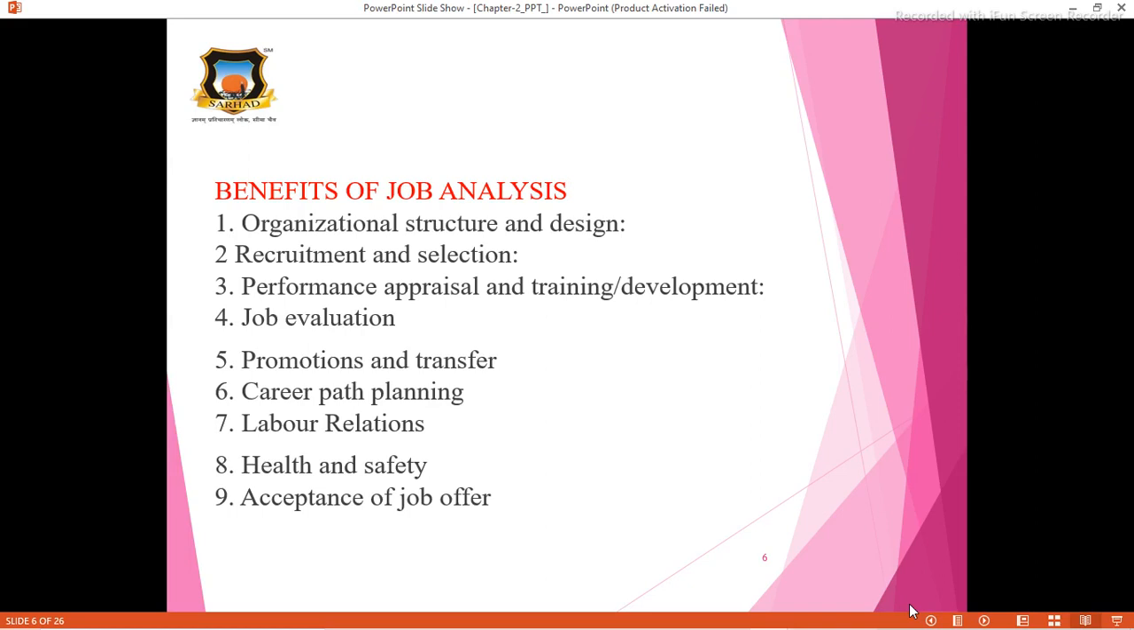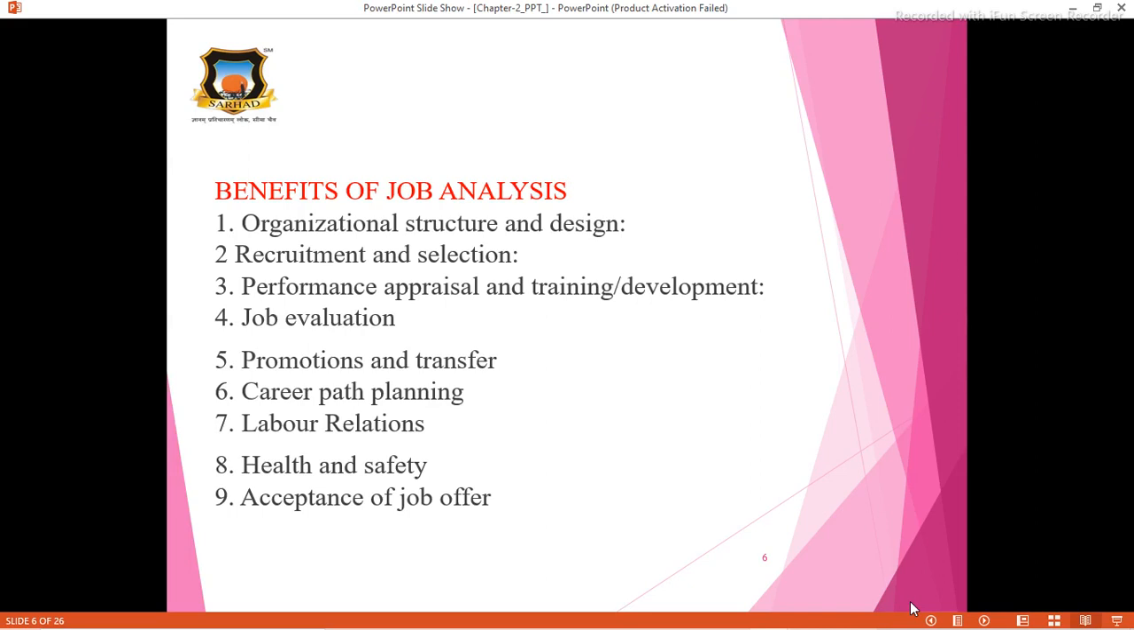The second is recruitment and selection. Job analysis provides information about what the job entails and what human characteristics are required to perform these activities. This information is in the form of the job description and specification. It helps management to decide what sort of people to recruit and hire.